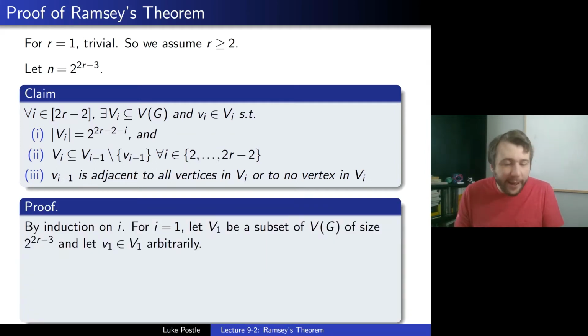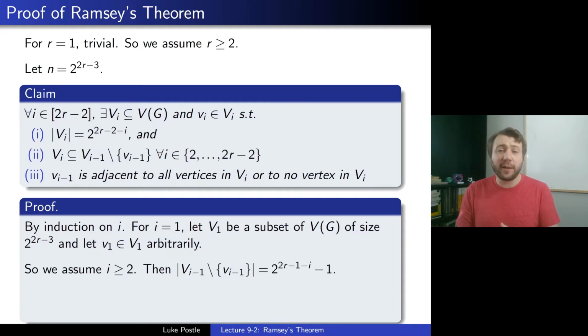So, proof of the claim. We go by induction on i. For i equals 1, that's not very hard. We can just pick an arbitrary subset of size 2 to the 2r minus 3, since we have at least 2 to the 2r minus 3 vertices, and pick a vertex v1 arbitrarily. So then condition 1 is satisfied, and 2 and 3 are trivial because they only apply for i at least 2, so not for when i is 1. All right, so then that's fine. Now we go to i at least 2. I will note that V(i-1) less little v(i-1) has size 2 to the 2r minus 1 minus i minus 1.